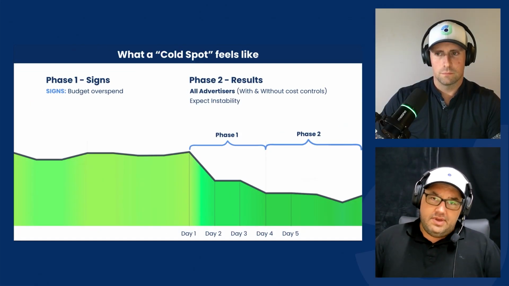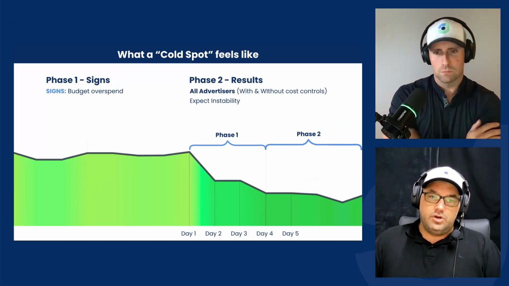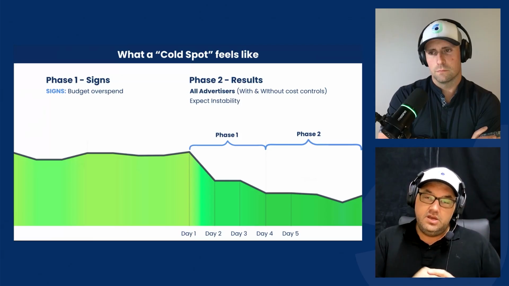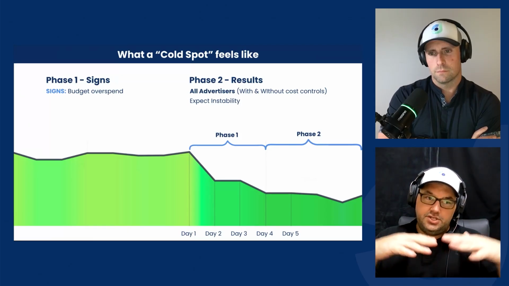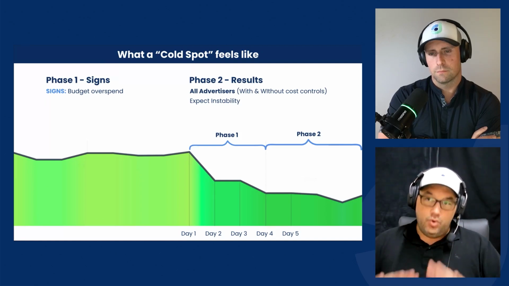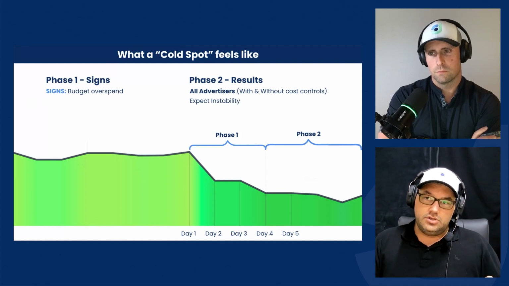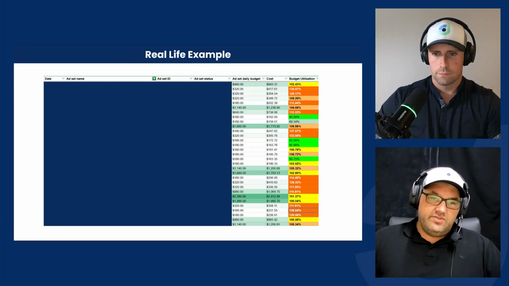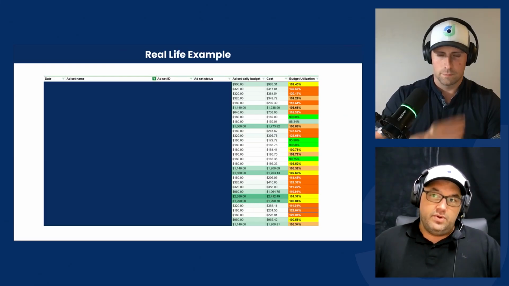Let's go ahead and have a quick look at what a cold spot looks like. The first thing we're going to see is some overspend, because the cost environment is changing. You're going to see this lowering of costs, and all of a sudden your budgets are going to overspend. What that creates for all advertisers, whether you're using cost controls or not, is a lot of instability. That's what you're going to need to expect. So let's have a look at a real life example of what that would look like.